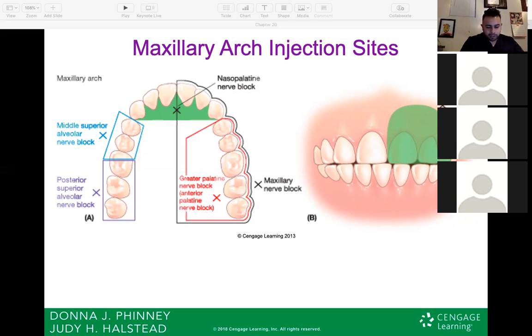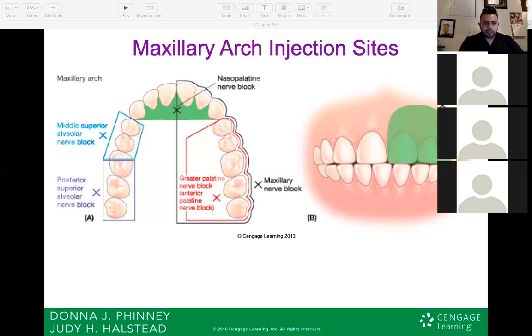And if you look in your book on page 453, there's a couple of tables. Table 20-1 talks about all these different sites, what they do, and exactly where the injection sites are. So for that middle superior alveolar nerve block, the injection site is going to be at the height of that mucobuccal fold at the maxillary second premolar. So right where you see that second premolar, and that'll cover both of those premolars and the mesial aspect of that first molar.